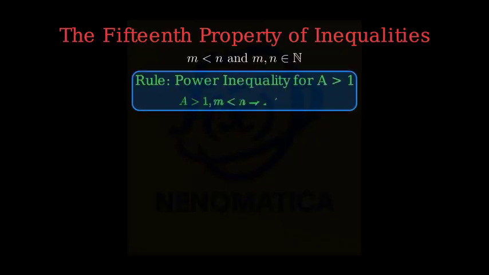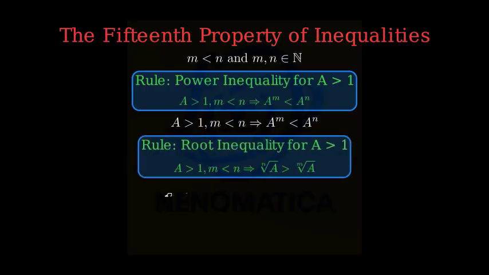First, if a is greater than 1 and m is less than n, then a raised to the power of m is less than a raised to the power of n. Second, if a is greater than 1 and m is less than n, then the nth root of a is greater than the mth root of a.